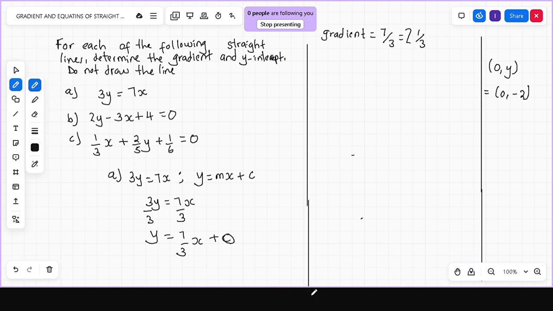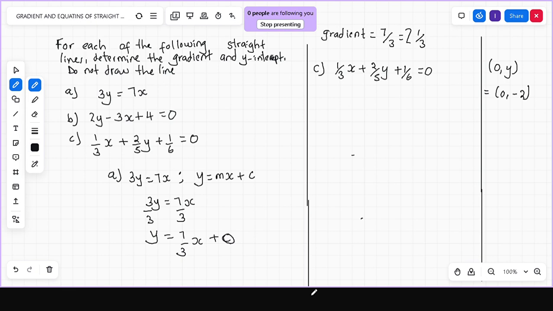So we got part C: a third x plus 2 over 5y plus a sixth equal to 0.